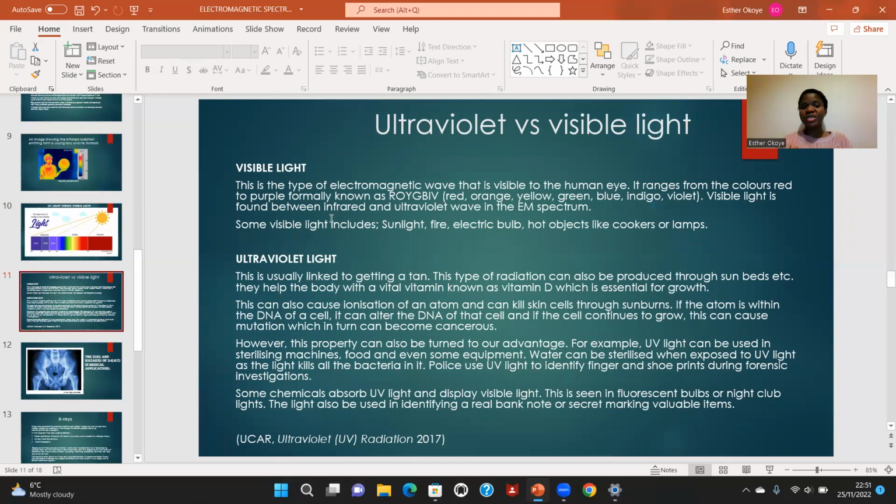What is visible light? Visible light is the type of electromagnetic wave that is visible to the human eye. It ranges from the colors red to purple, formerly known as ROYGBIV: red, orange, yellow, green, blue, indigo, violet. Visible light is found after infrared and before ultraviolet wave. Some sources of visible light are sunlight, fire, electric bulbs, and hot objects like cookers or lamps that are giving some visible light out.